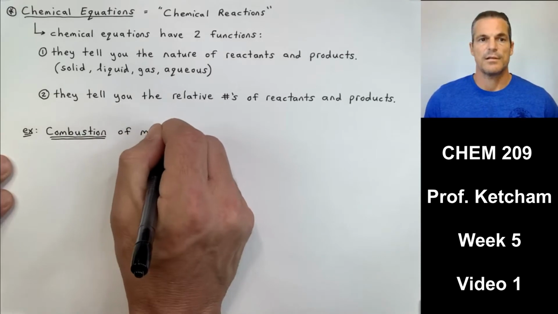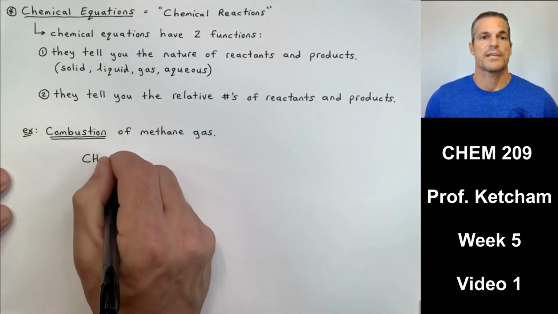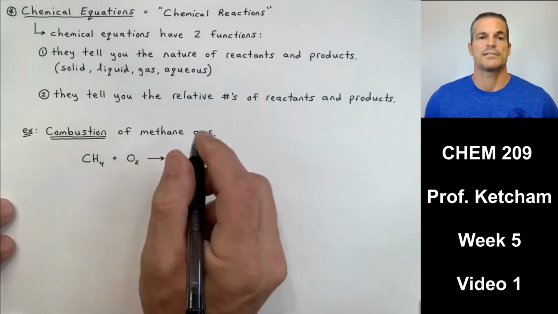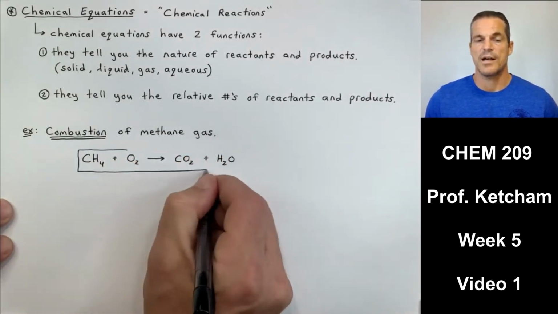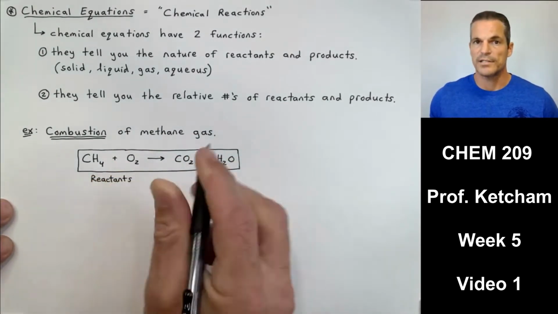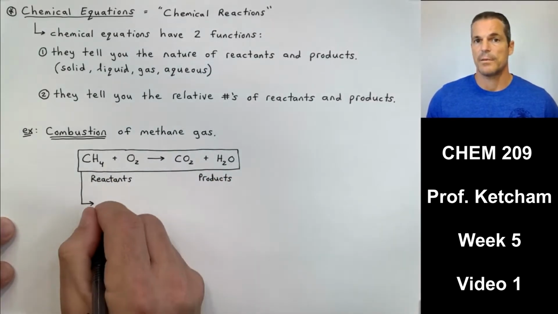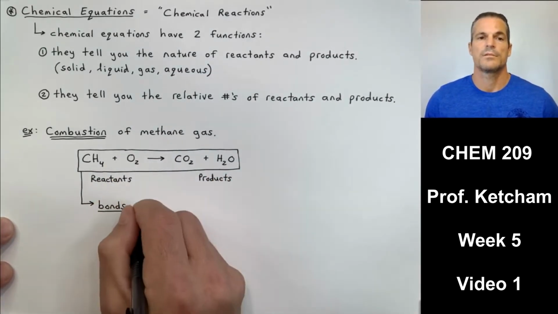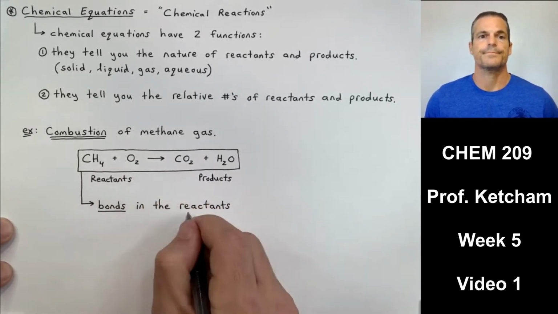So as an example, right out of the gate here, the combustion of methane gas. So this is a combustion reaction. It's a carbon-hydrogen compound, in this case methane, CH4, in the presence of oxygen, reacting with that oxygen to make carbon dioxide and water. So the reactants are on the left and the products are written on the right.